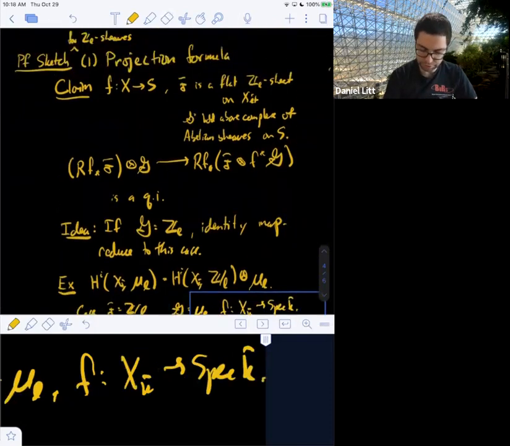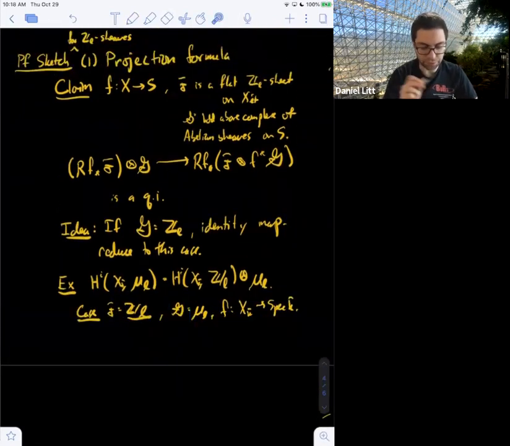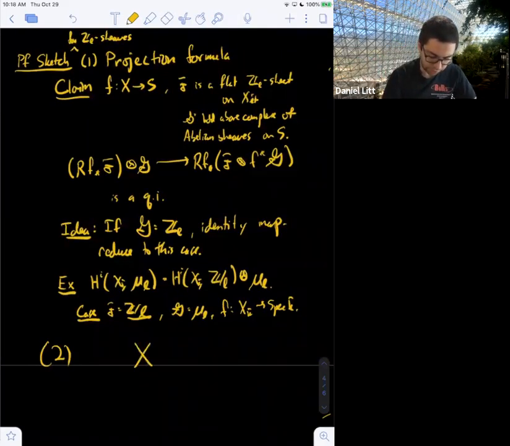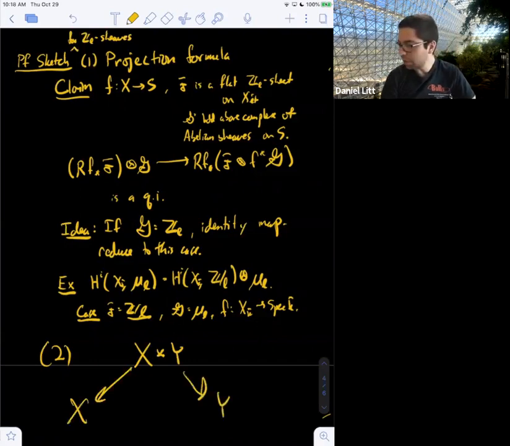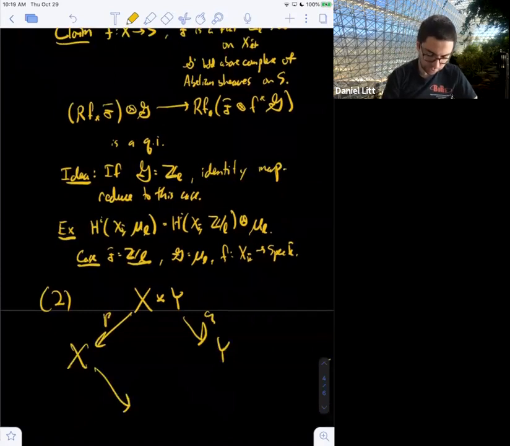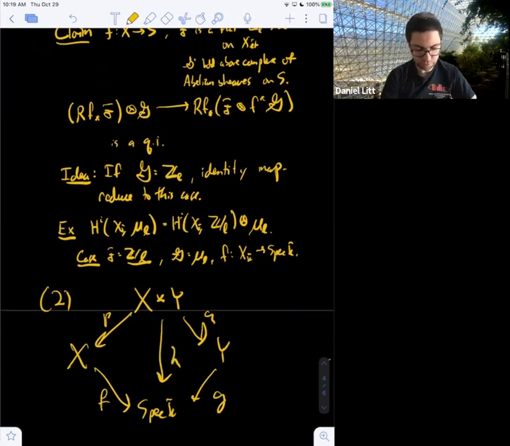Okay, so I'm not going to prove it. It's quite involved. But given that, we can do the proof. Now we're going to see where we need properness. We're going to consider the following diagram. We have X times Y. This goes to X, this goes to Y. I'm going to call these P and Q, and these both map to a point, to Spec K-bar. Let's call this f, and let's call this g, and let's call this composite map h.